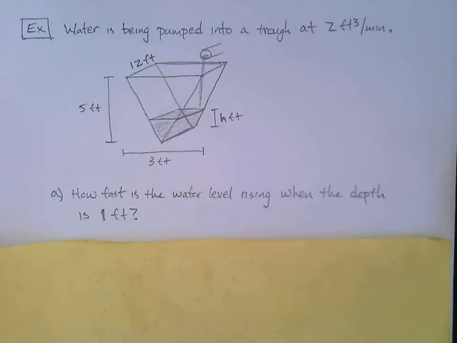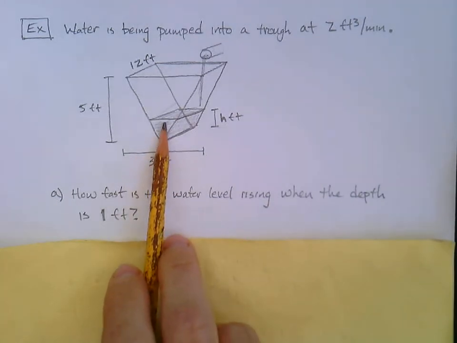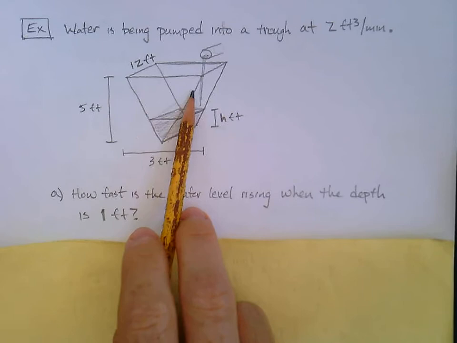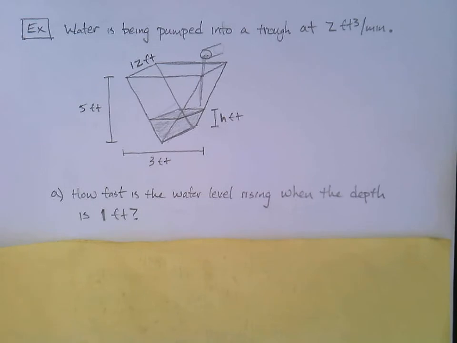Part A. What's the question? How fast is the water level rising when the depth is 1 foot? Okay, so obviously water's coming in, so the volume of water is increasing, but then the water level is obviously rising. And if you think about it, because of the shape of the trough, the water level is not always rising at the same speed. At first, because it's so narrow, the water level is rising very quickly. But as it gets closer to the top, the water level doesn't rise nearly as fast, even though the same amount of water is still coming in, because it's wider, right? Okay, you get the idea. So how fast is the water level rising when the depth is 1 foot?